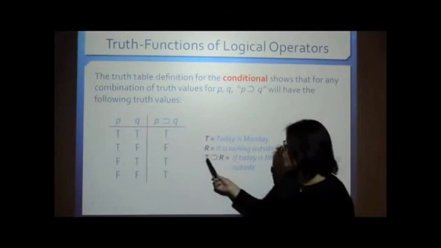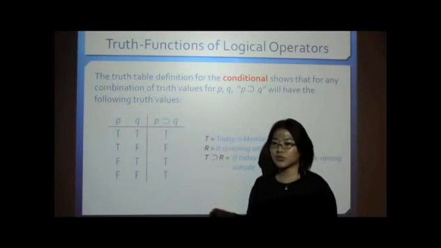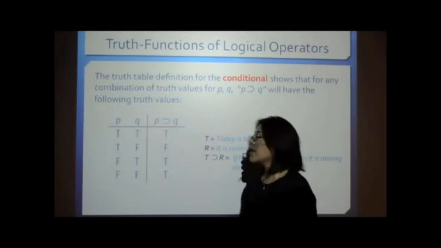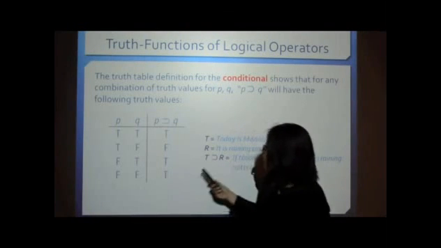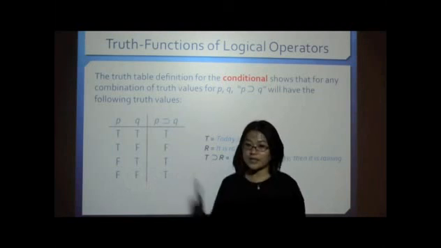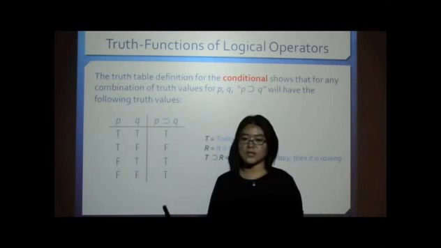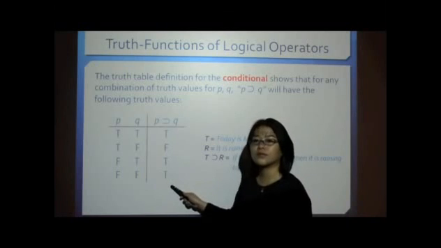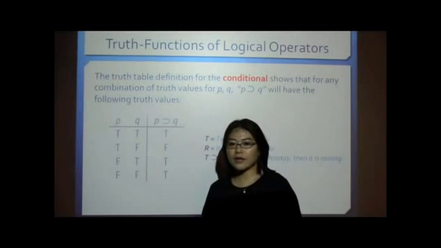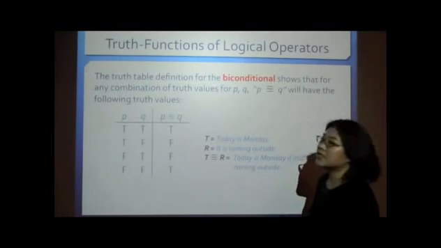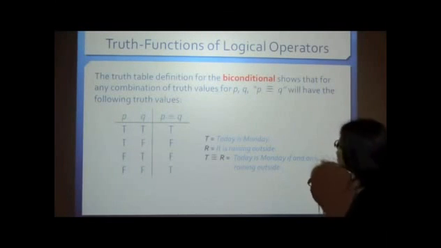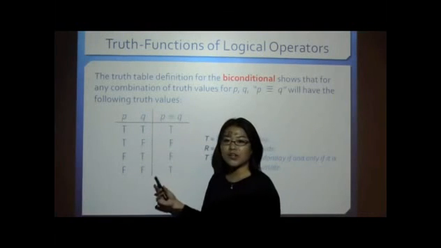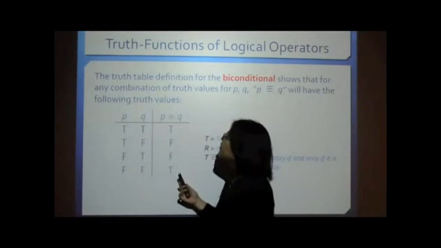Why? Because we're going to assume that the conditional statement is true like a hypothesis in the sciences until it is proven false. And because in these two cases, when the antecedent is false, we're not testing the hypothesis to prove it false, we're going to simply accept that it's going to be true until we can prove it false. Our final logical operator is going to be the biconditional triple bar. And this is the truth table, which shows the truth function for the triple bar operator.